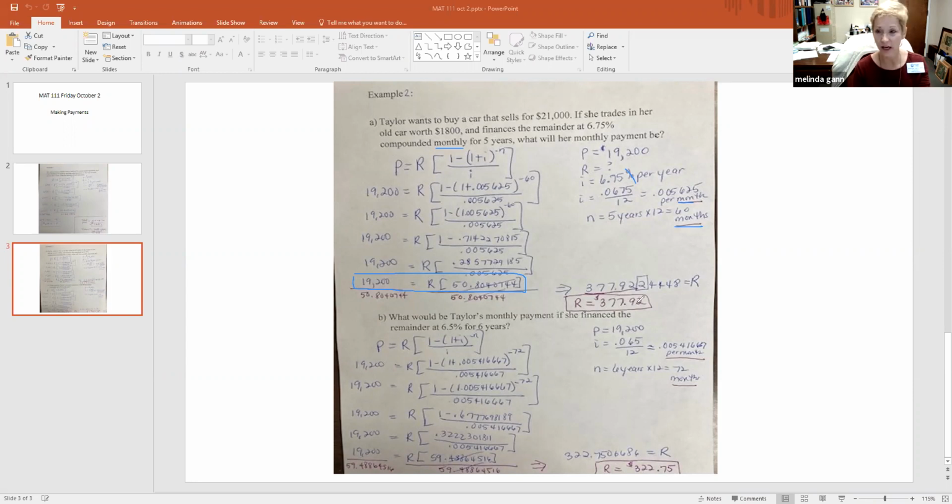So I'd pay that every month for 5 years. So understand, I'm going to pay that payment 60 different times. I'm going to write 60 checks. Okay. Now come down here and I said, well, let's change the problem a little bit.